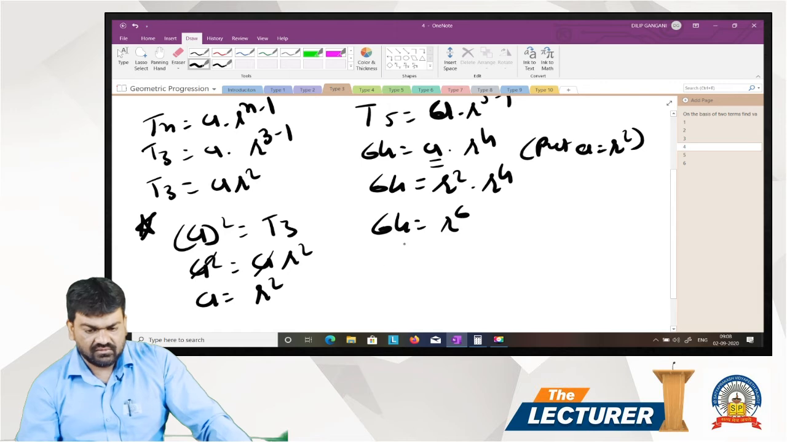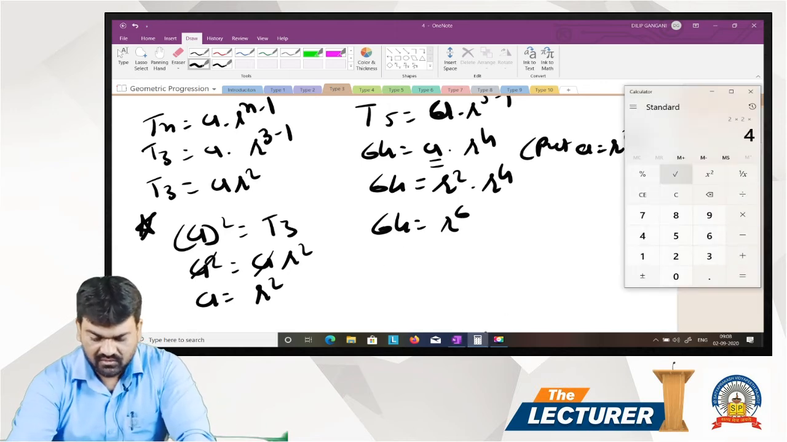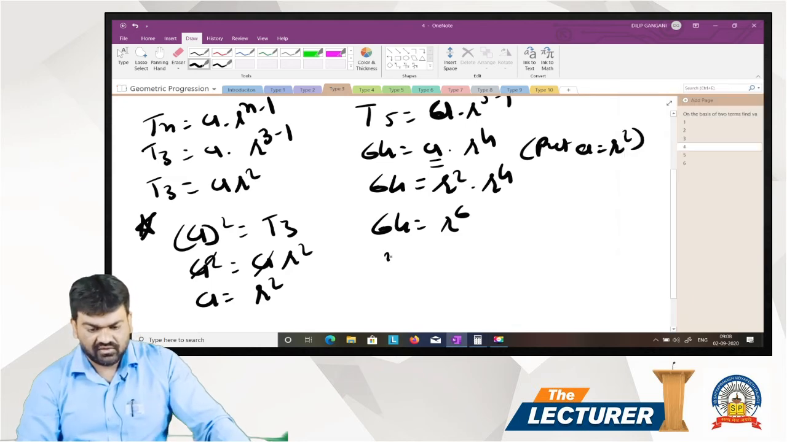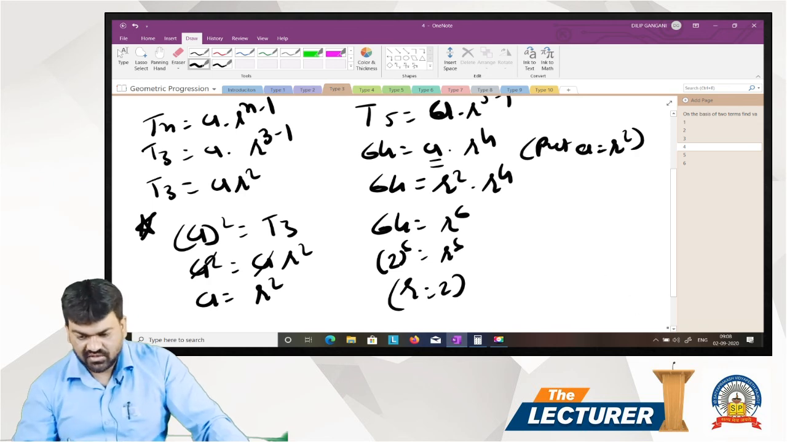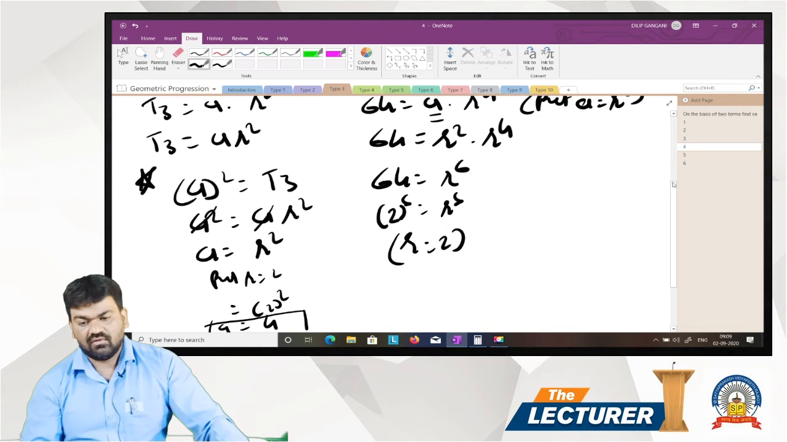What is 64? 2 multiplied by 2, 2 raised to 6 is equal to 64. So R is equal to 2. Okay, R is equal to 2. Now put R is equal to 2 in A equals R square, 2 square, that is 4. A is equal to 4.